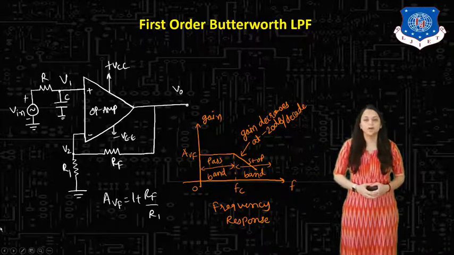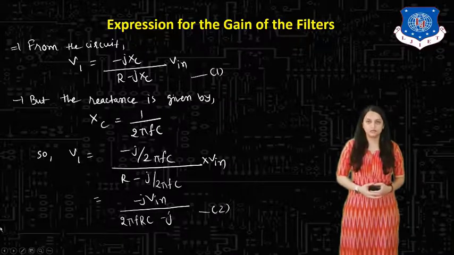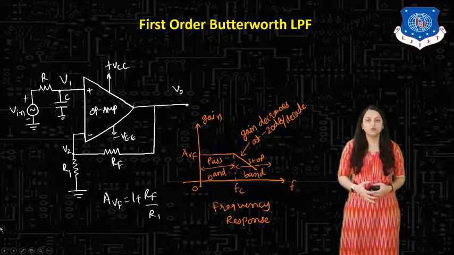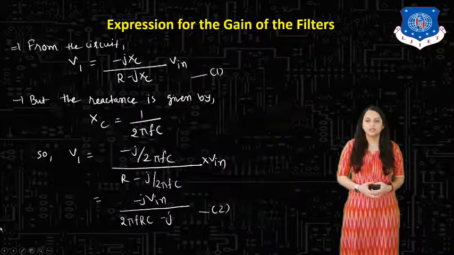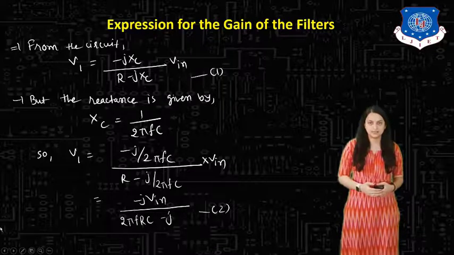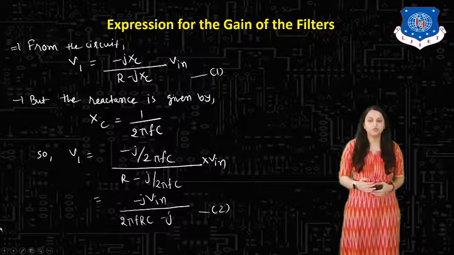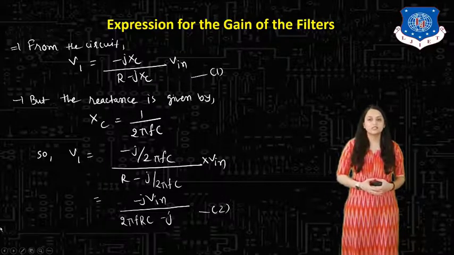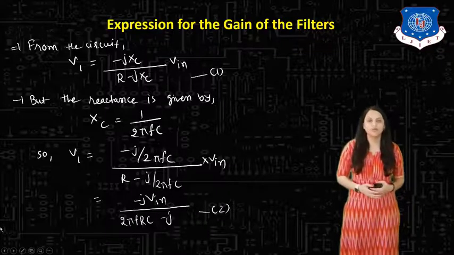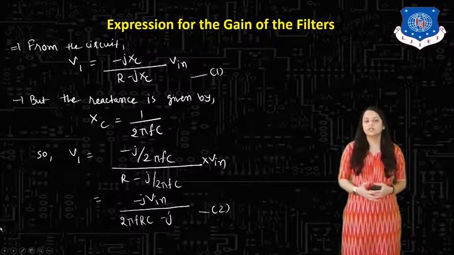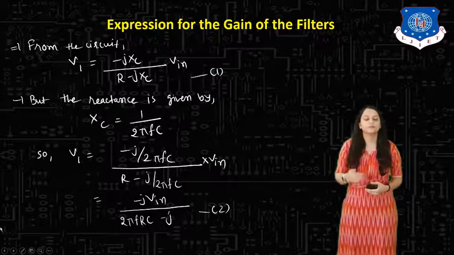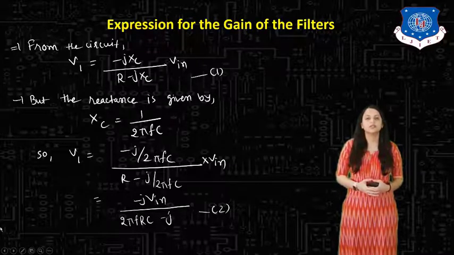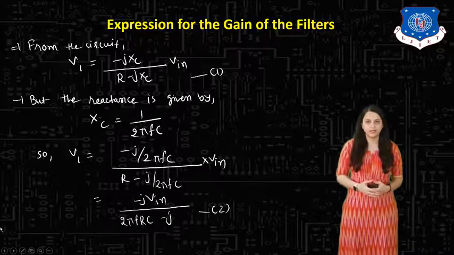Okay. Now, let us see the expression for the gain of the filter. So as you can see from this circuit, if you want to obtain V1, we can say that it is given as minus JXC upon R minus JXC into V, as 2 components are connected with that. But the capacitive reactance is given as XC, that is equal to 1 by 2 pi FC. We know that if an inductor is there, then its inductive reactance is given as XL equals 2 pi FL. But here it is capacitive reactance, given as XC, that is equal to 1 by 2 pi FC.